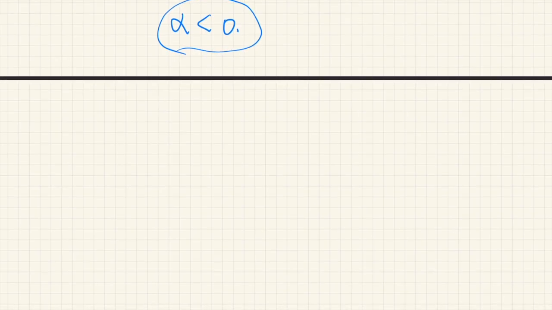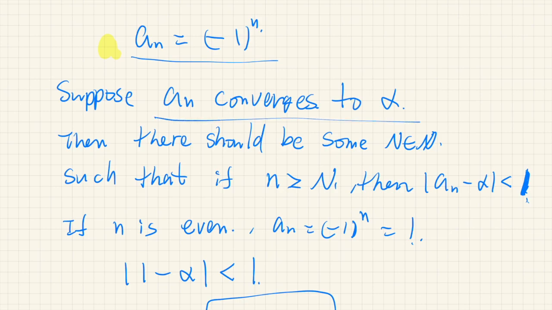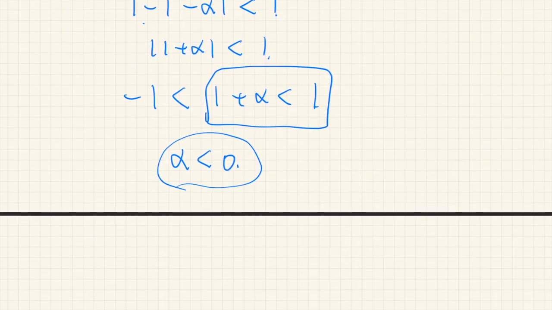So the initial assumption was false. By contradiction, this sequence doesn't converge.